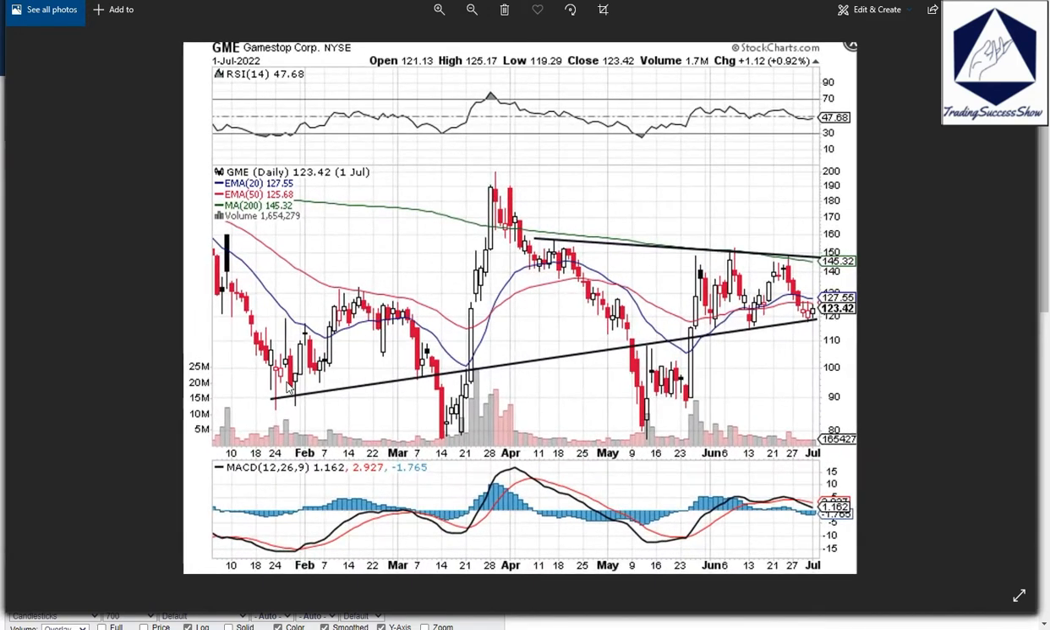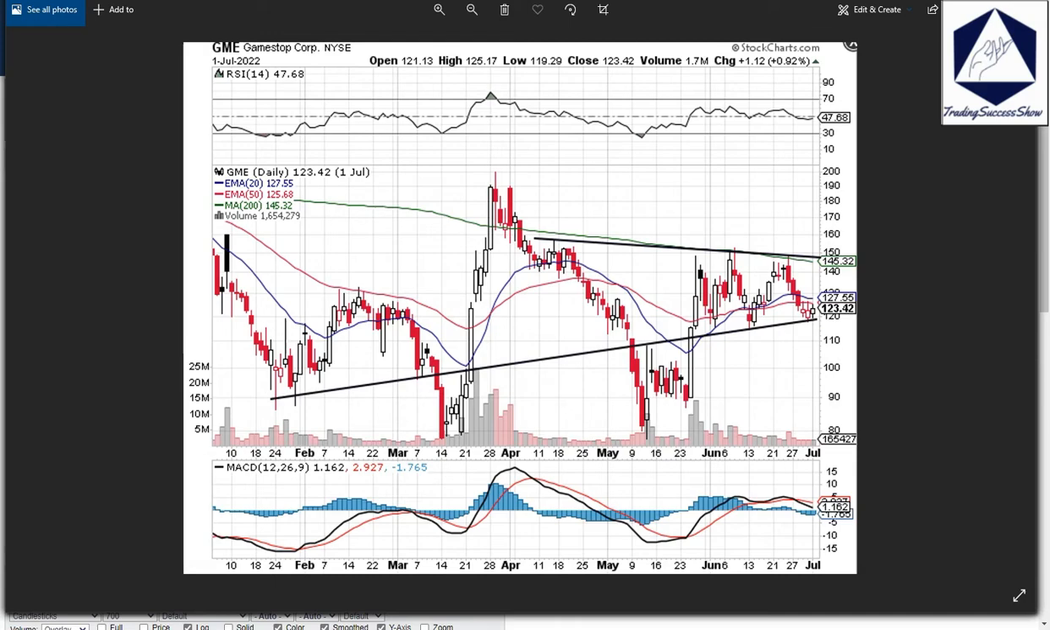GameStop is another one to keep an eye out on. Right now we're fighting the battle of the 20 and 50 exponential moving average right here. So if price can continue to hold 120, I think we can push through with volume. With the help of volume coming in, we can push back into the 140, 145. And again, this is our 200 moving average area to keep an eye out on as well.